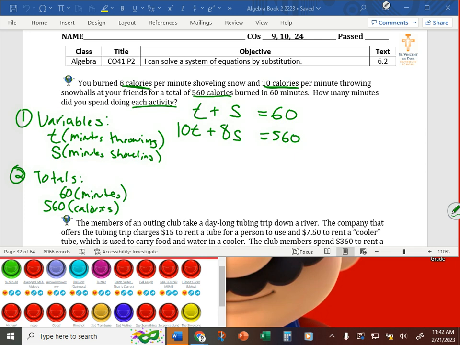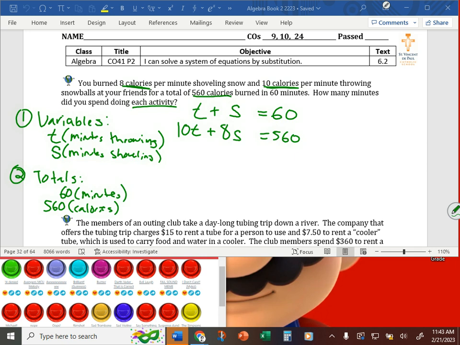You've solved this before, right? T plus S is just like X plus Y. 10T plus 8S would be like 10X plus 8Y. You've solved this before. And that's why the process of CO41 part 1 is so important. It comes back into play here. But again, setting these equations up. Step 1, variables. What are we solving for? Each equation has a T and an S in it here.